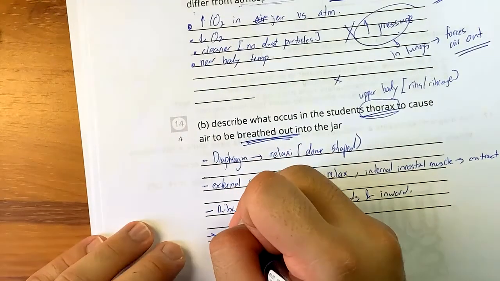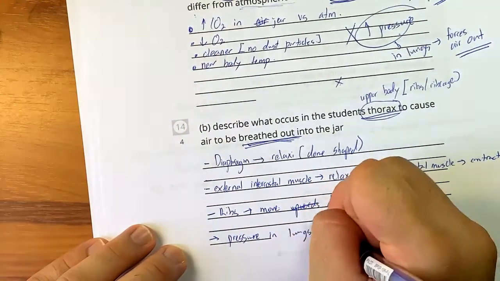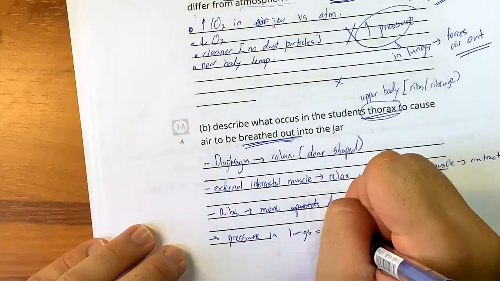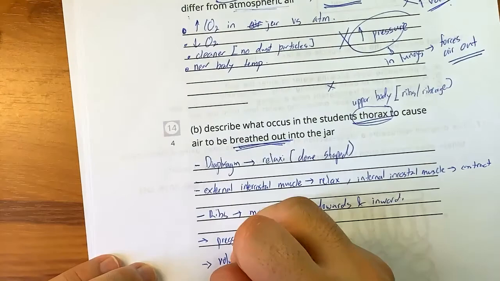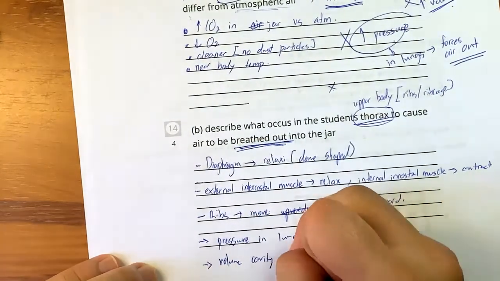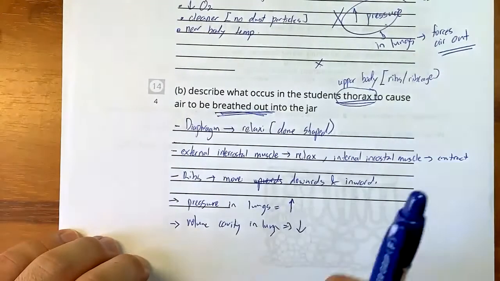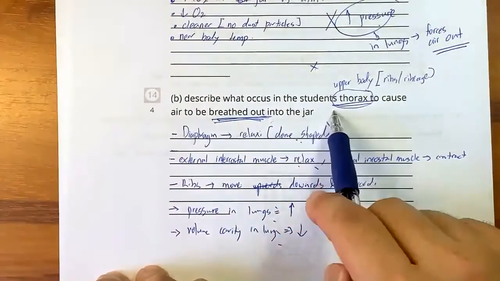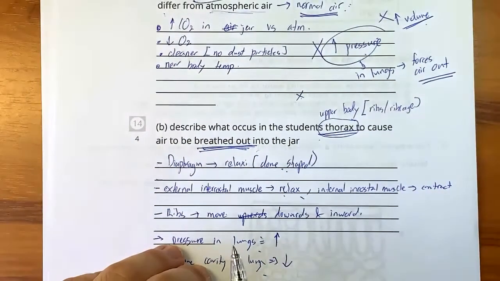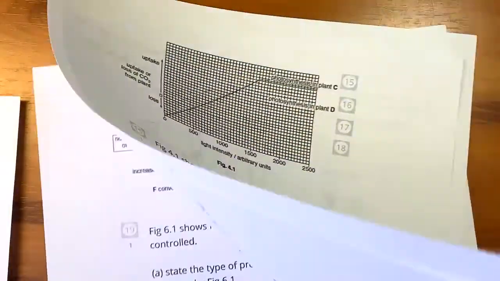Then what happens? Your pressure in the lungs increases, and what else? The volume of the cavity will decrease. Okay, all these things, you know this stuff. So it's just that you guys simply don't understand the question. Okay, next. Oh my god.